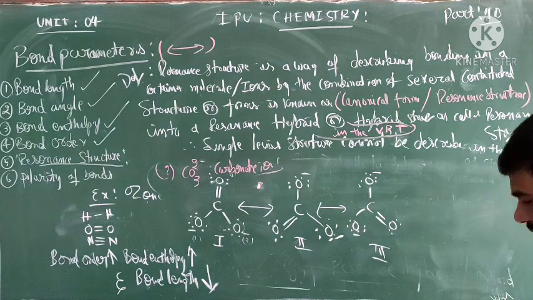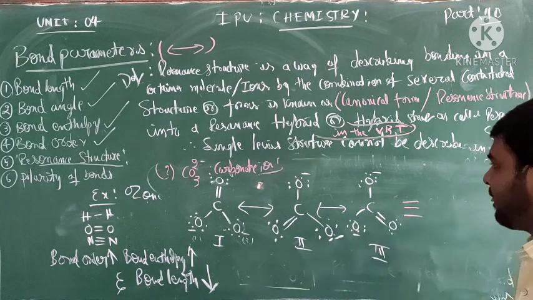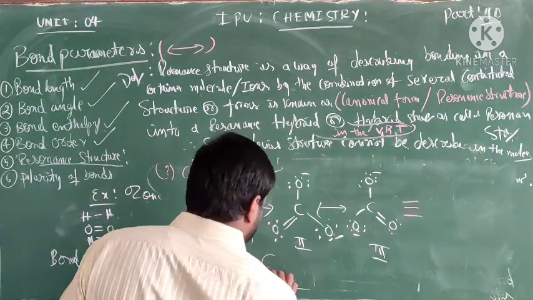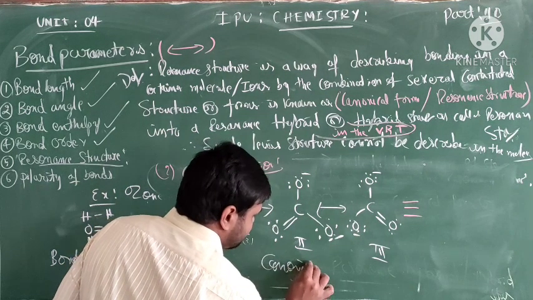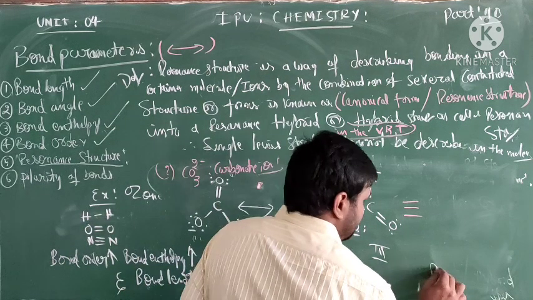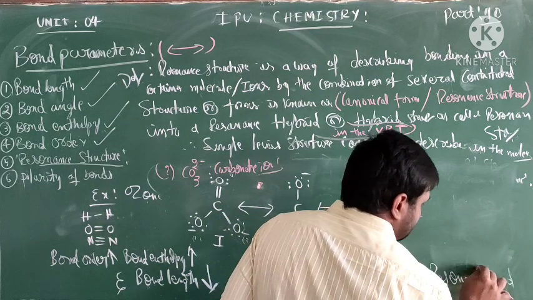So what about the resonance hybrid? These are all what? Canonical forms or resonance structures. This is the resonance hybrid.